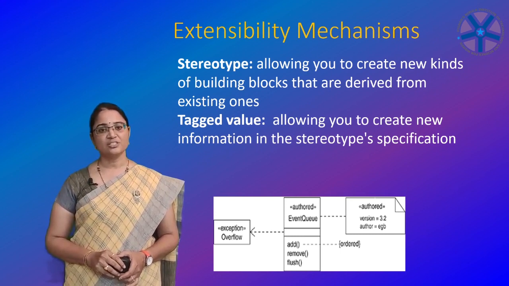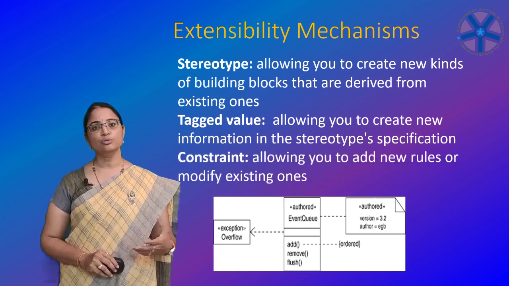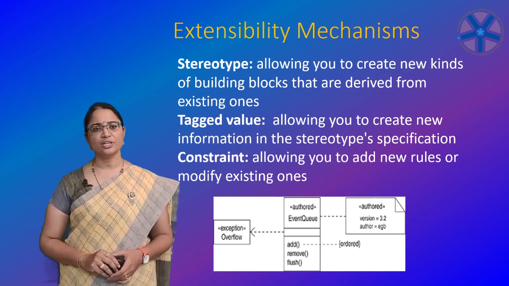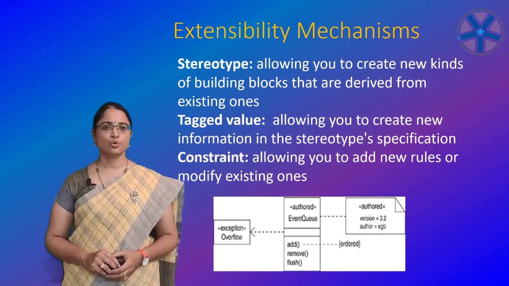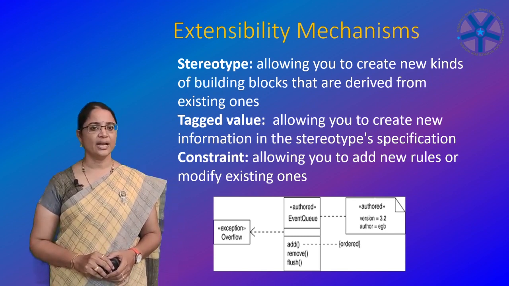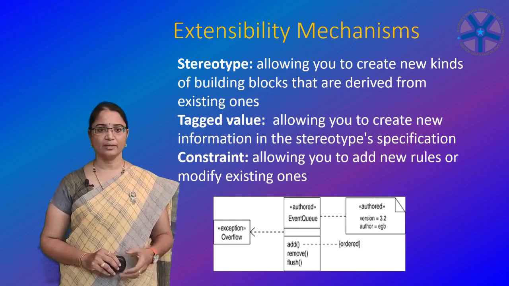A constraint extends the semantics of a UML building block, allowing you to add new rules or modify the existing ones. For example, you might want to constrain the EventQ class so that all additions are done in order. As the figure shows, you can add a constraint that explicitly marks this for the operation add.